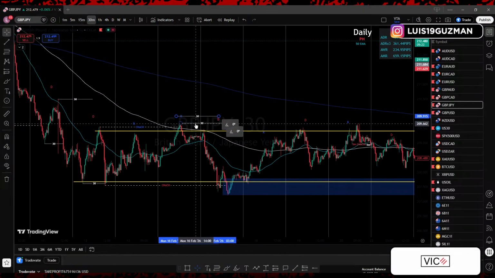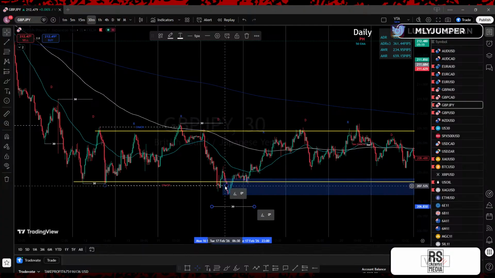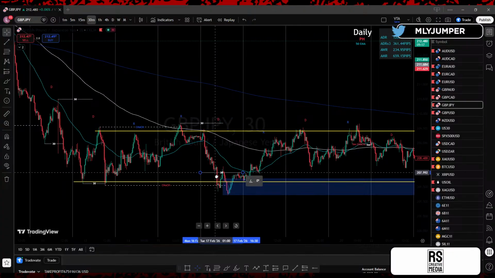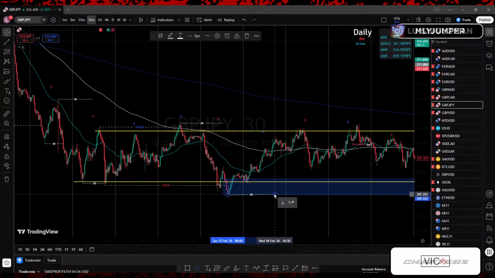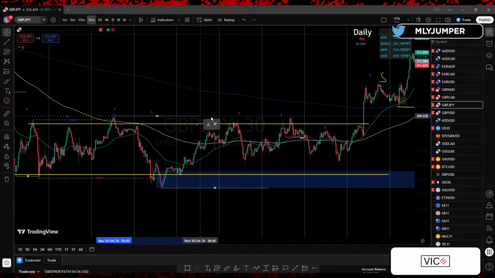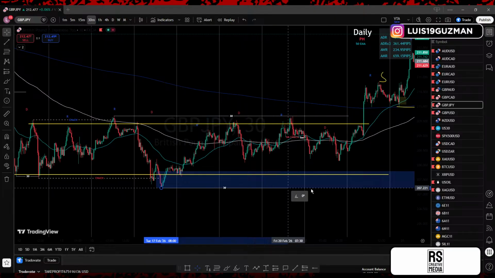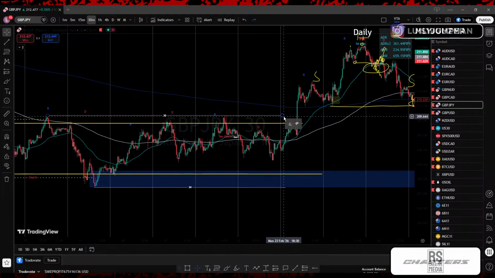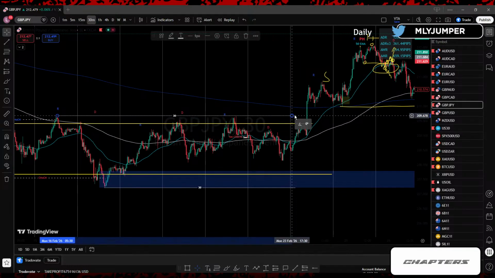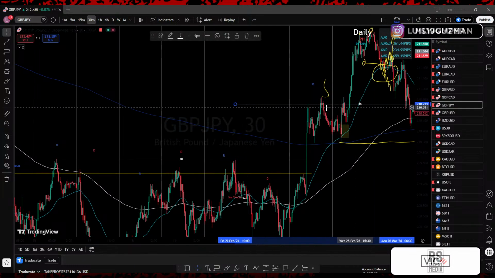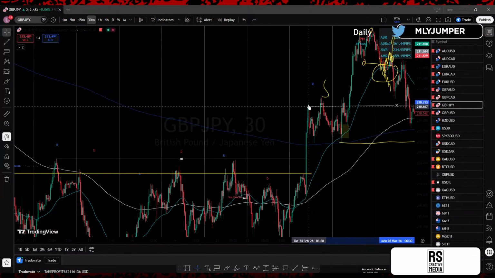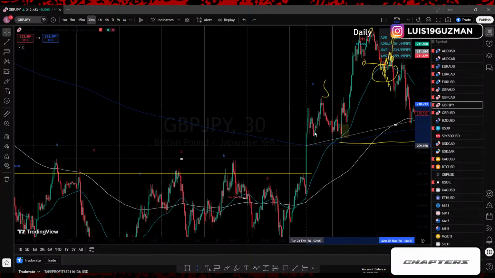Then price came down and gave you a change of character. Lower low, back down to the downside. So now you know you're trading between this high and this low, right? Then what did price do? It then gave you a break of structure, higher high. So now you know that you're trading higher high. And all of this is part of the same trend, right?